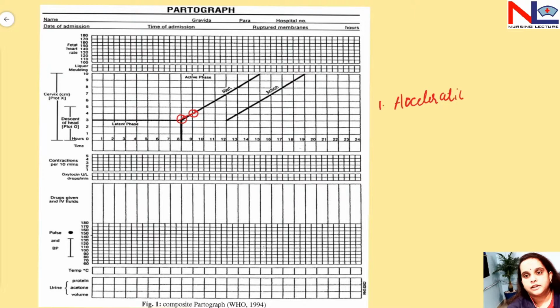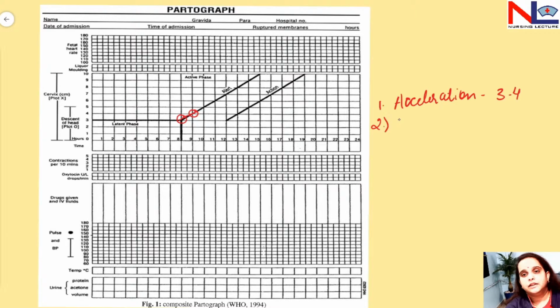So, this acceleration phase begins at 3 centimeter and it ends at 4 centimeter. So, that is called the phase of acceleration. You can compare this latent phase with the acceleration phase. In a latent phase, the rate of dilatation becomes slow, and once it reaches about 3 centimeter, there is a sudden rise in the cervical dilatation. So, that is called the phase of acceleration.